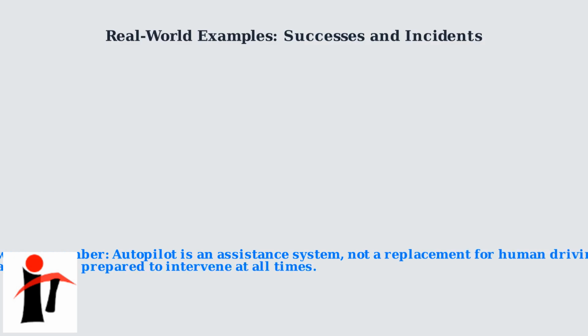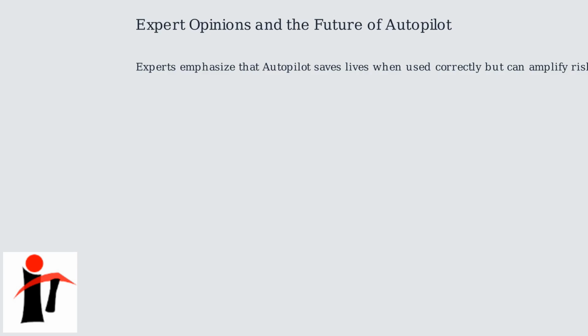Always remember that autopilot is an advanced driver assistance system, not a replacement for human driving. Drivers must remain alert and prepared to intervene at all times to ensure safety. Experts from organizations like ENFSA emphasize that autopilot saves lives when used correctly, but can amplify risks from driver disengagement. Tesla CEO Elon Musk argues it's statistically safer than human drivers, while safety advocates warn of complacency risks.